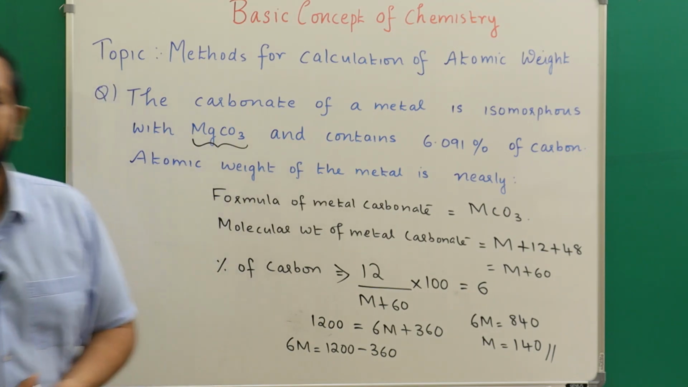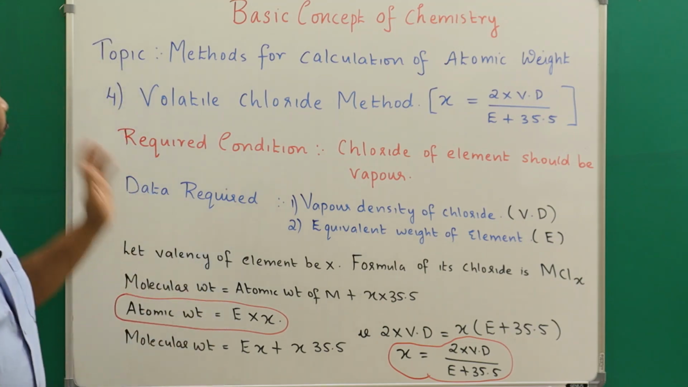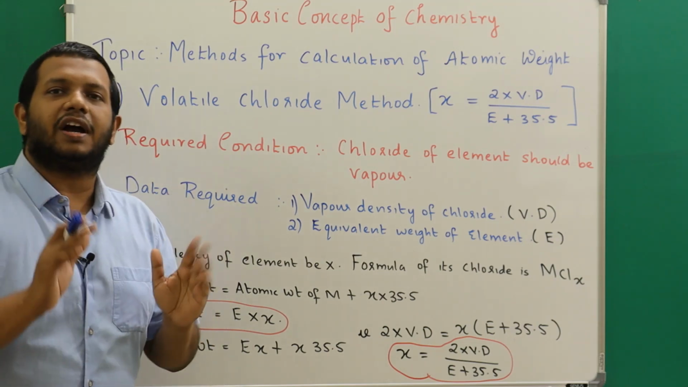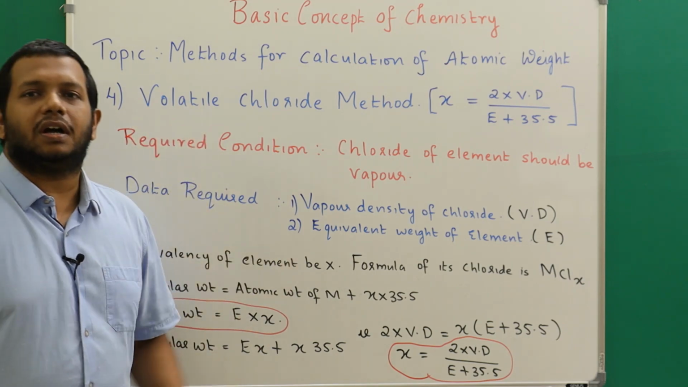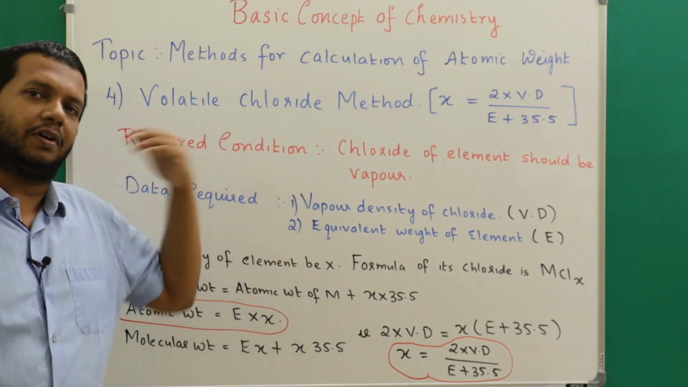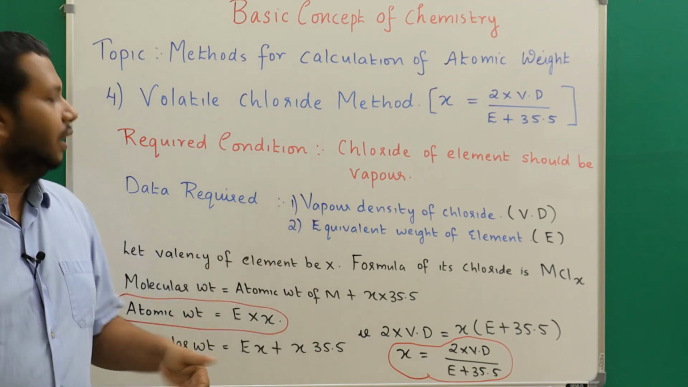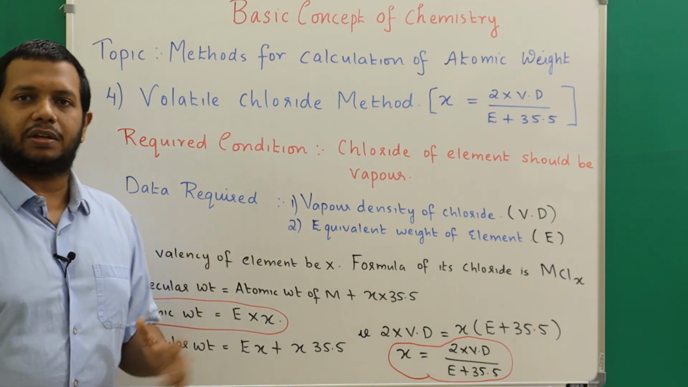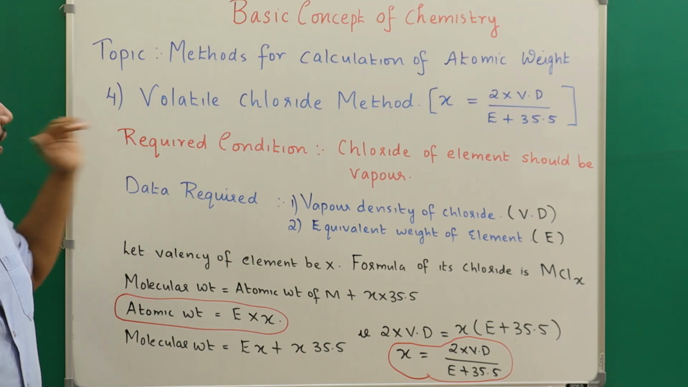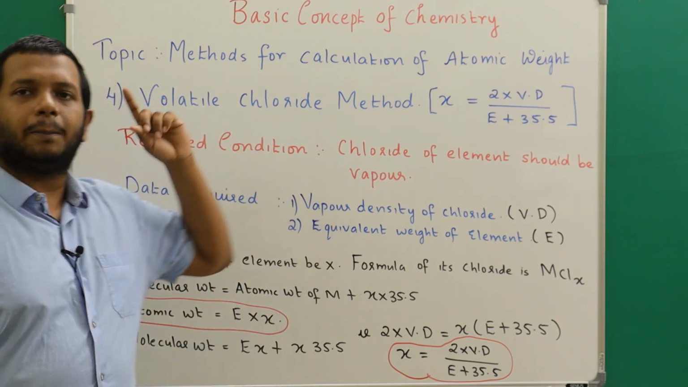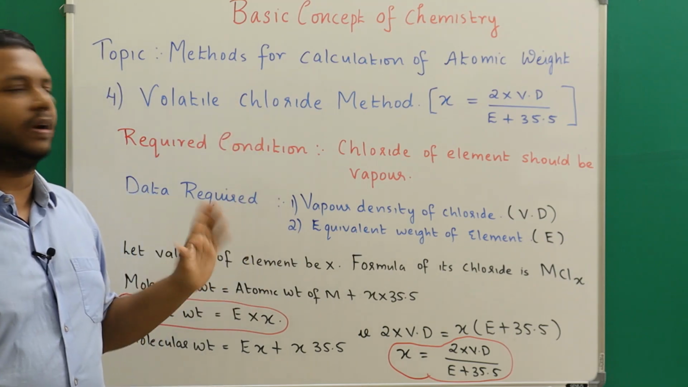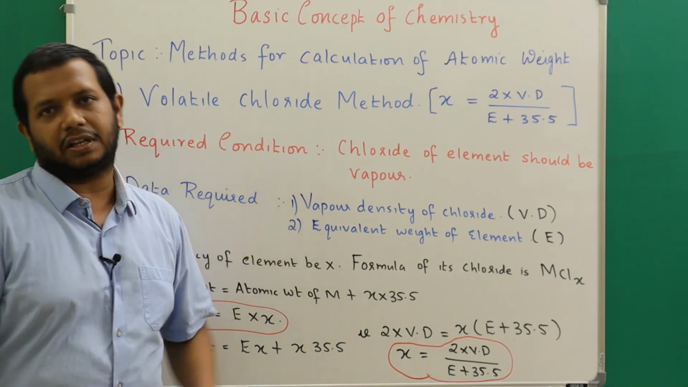Hi students, let's see the fourth method, called the volatile chloride method. This is the fourth method by which you will first determine the valency, then calculate the atomic weight. Let's see how it is. Some conditions are required. This is an experimental method, that's why some preconditions are there.